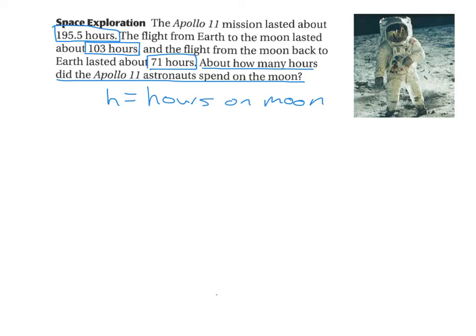Now, since I know that the total was 195.5, I'm going to put equals 195.5, because I know that the amount that they went from the Earth to the moon, plus the amount they went from the moon back to the Earth, plus the amount they actually spent on the moon is going to add up to this bigger number. If we take the time they went from the Earth to the moon, that's 103 hours, and then we add the amount of time they actually spent on the moon, and then we add the amount of time they spent coming back, we should get that total.